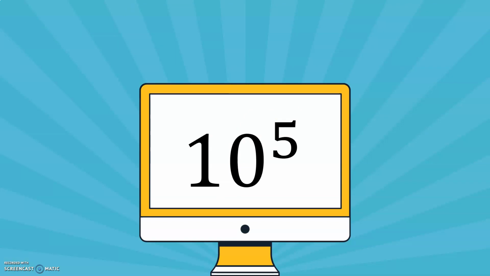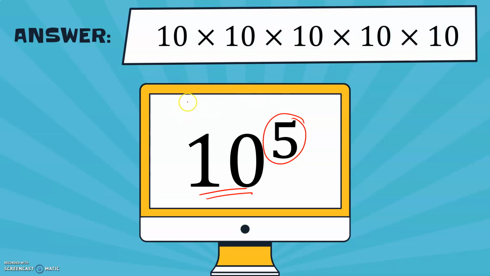Next, 10 raised to the power of 5. The exponent is 5 and the base is 10. So that means we will use 10 five times as a factor. So if we express it in factored form, we will have 10 times 10 times 10 times 10 times 10. And if you count, we have 1, 2, 3, 4, 5 10s.